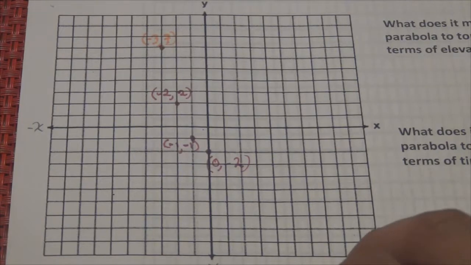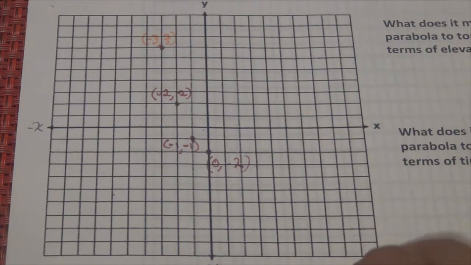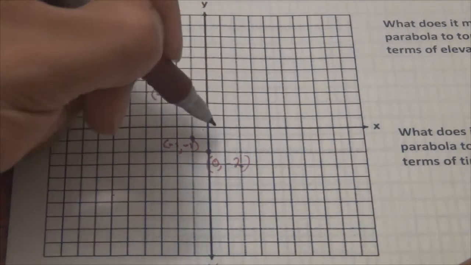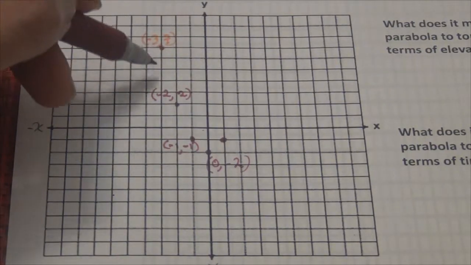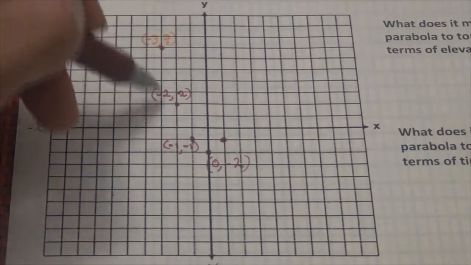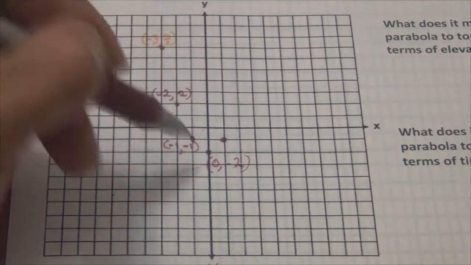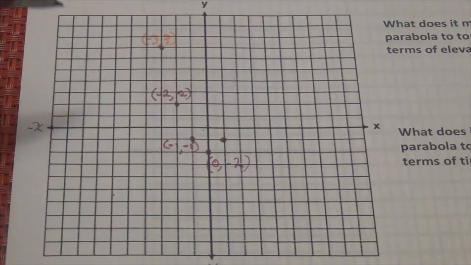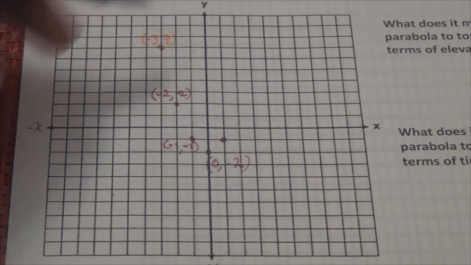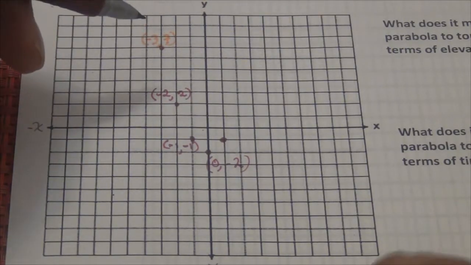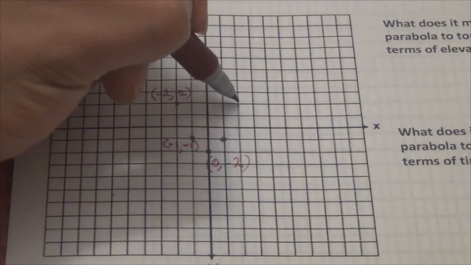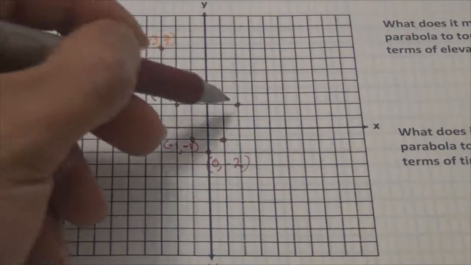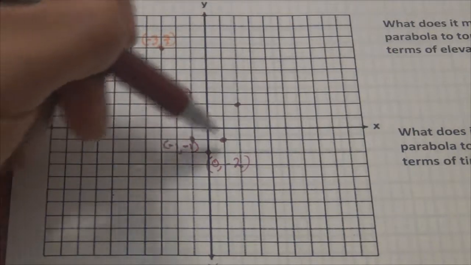Then we have the next value, which is 1, -1. They start repeating. So everything that was up to this point is going to repeat going up, because that's what quadratics do. The next one is 2, 2. See? Same distance. It's like a reflection of this curve is going to happen over here.